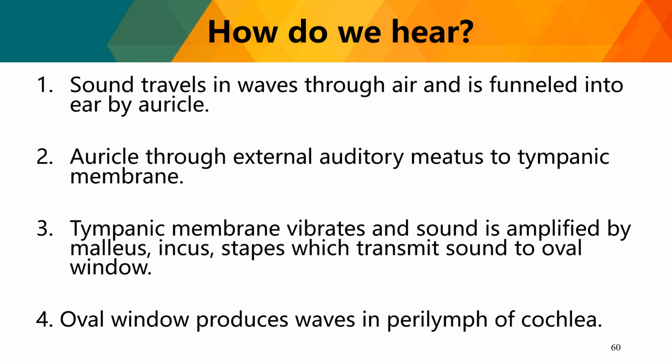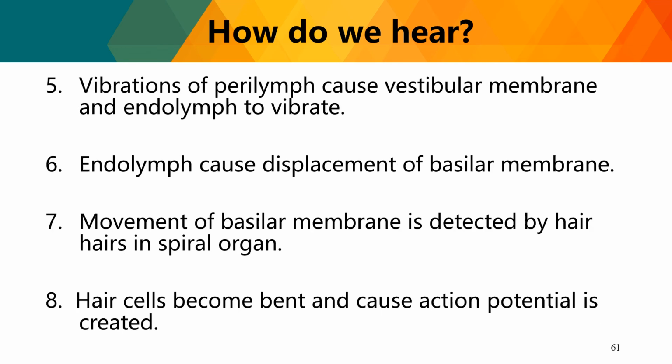So how do we hear? Sound travels in waves through air and is funneled into the ear by the auricle. The auricle directs it through the external auditory meatus to the tympanic membrane, and then the tympanic membrane vibrates and sound is amplified by the malleus, incus, and stapes, which transmit sound to the oval window. So the oval window produces waves in the perilymph of the cochlea. And then vibrations of the perilymph cause the vestibular membrane and endolymph to vibrate. Endolymph causes displacement of the basilar membrane, and then movement of the basilar membrane is detected by the hair cells in the spiral organ. Hair cells become bent and an action potential is created.